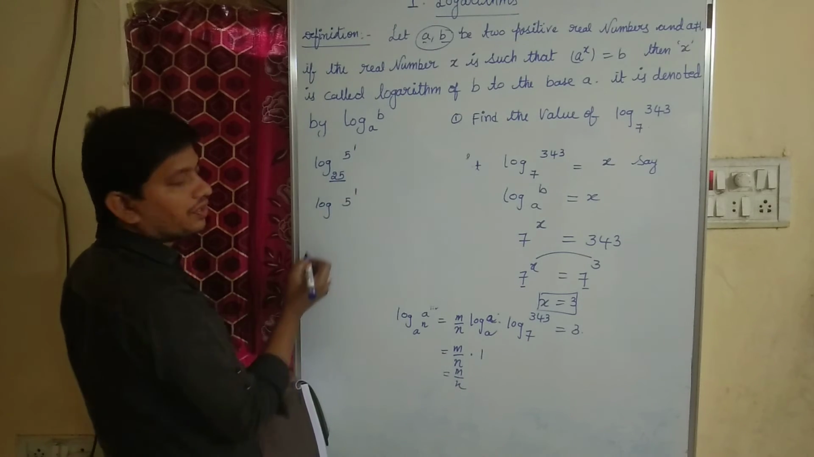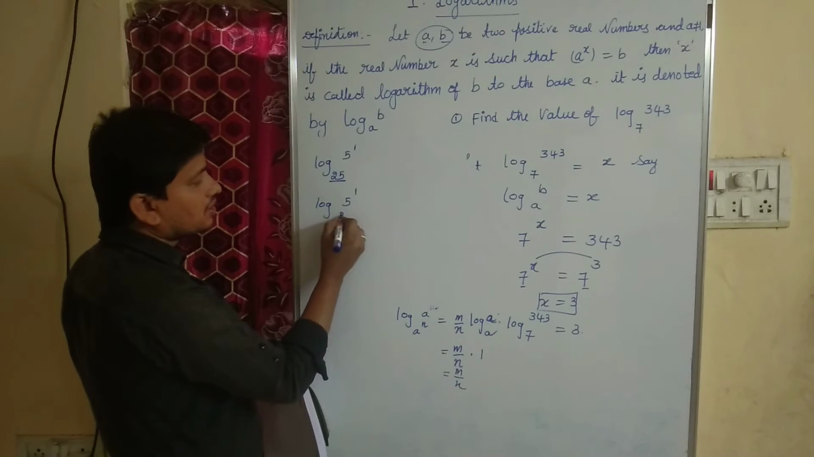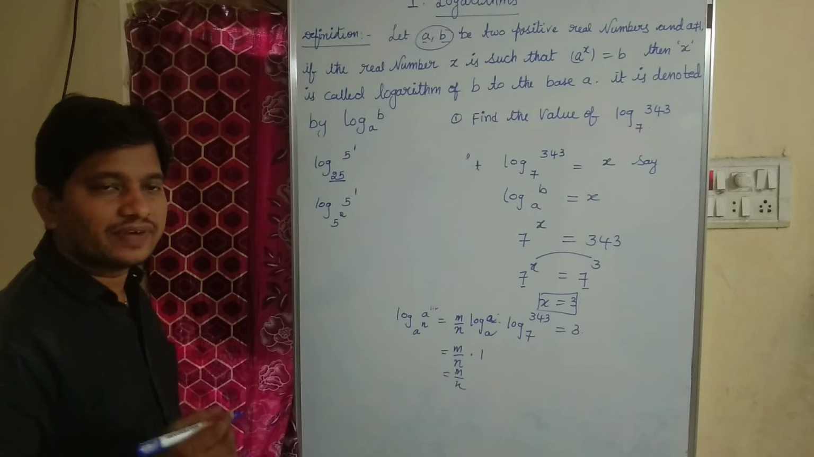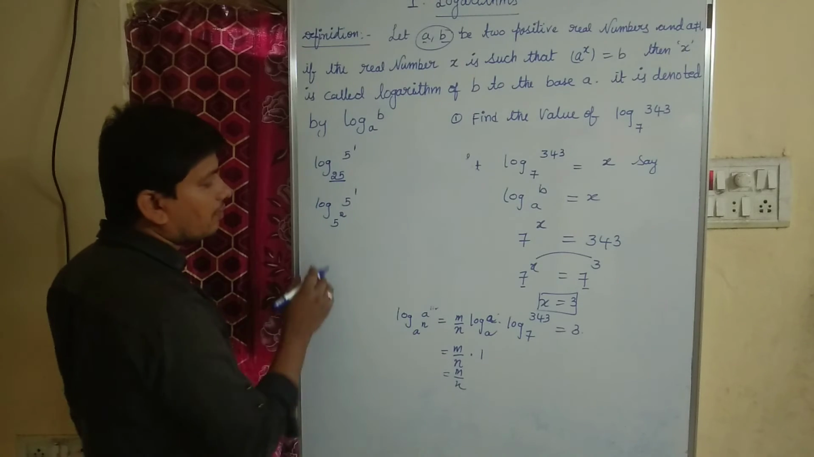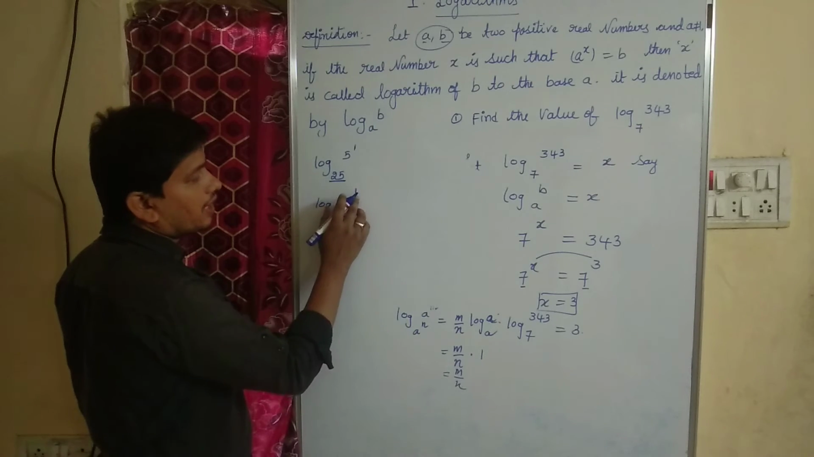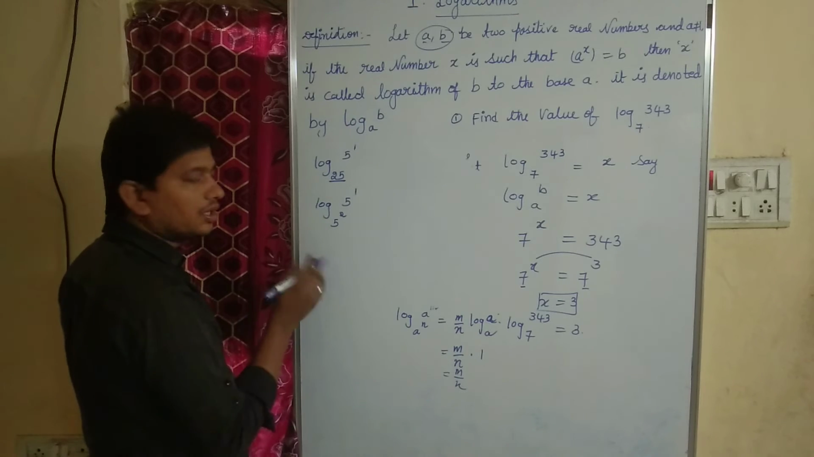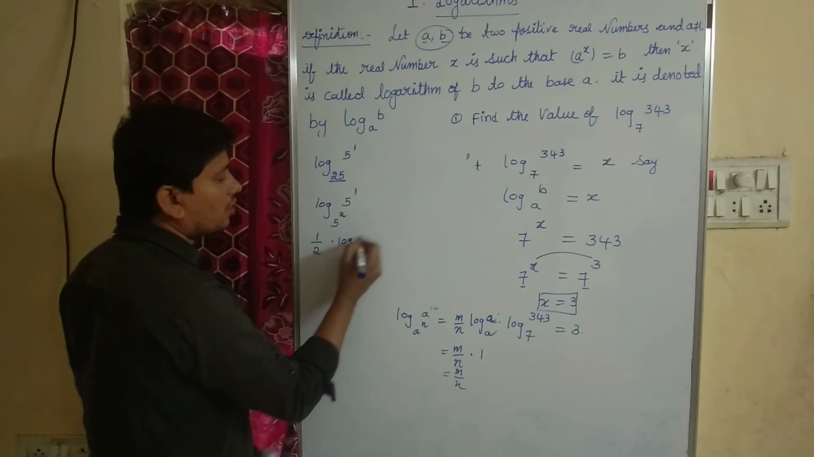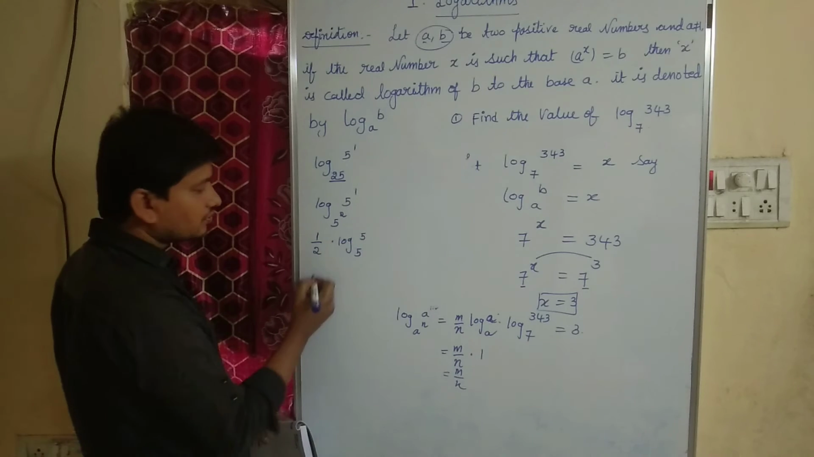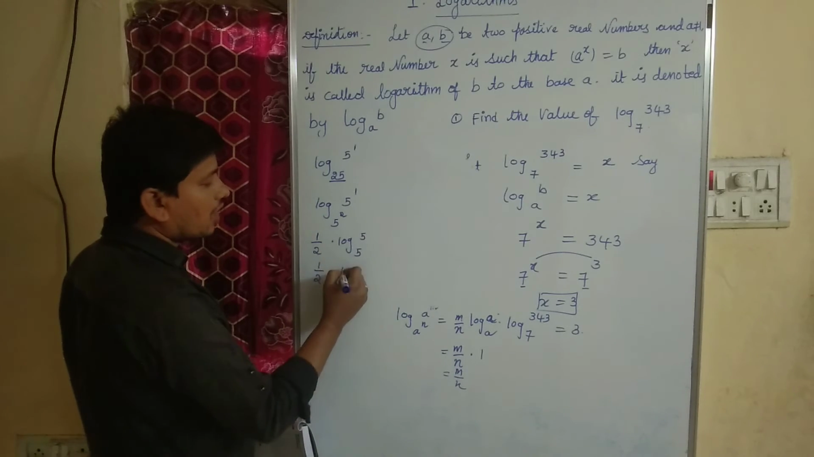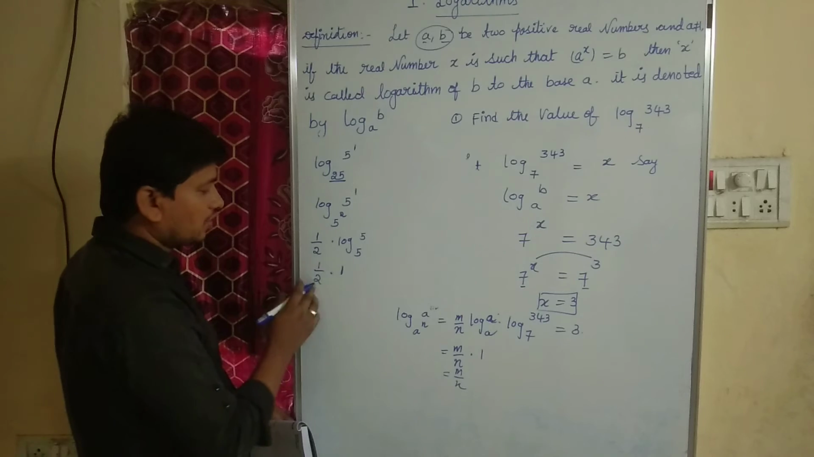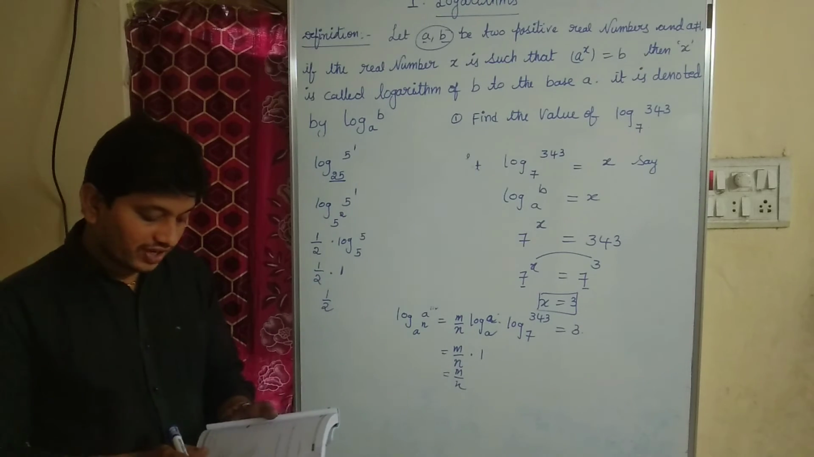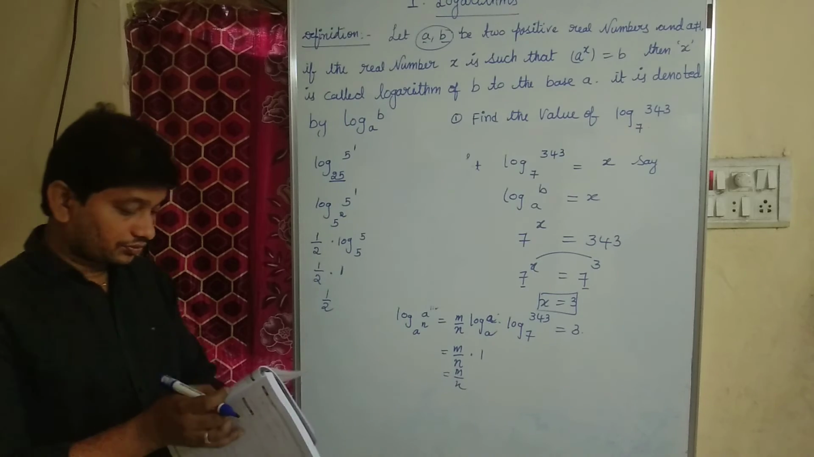How can I express 25? 25 I express as 5 power 2. Right? I can write 25 as 5 square. Yes, of course, again this is in the form of log a to the power m to the base a to the power n. Again, I can write it as m by n into log 5 to the base 5. So 1 by 2 into log 5 to the base 5, which is equal to 1. So 1 by 2 into 1 is equal to 1 by 2. Right? So in this way also they may ask questions.